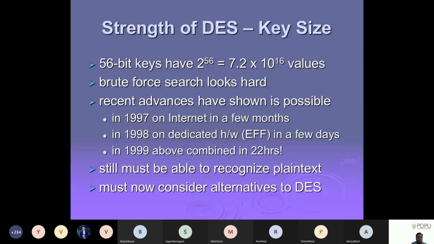Okay. So this one is a strength. As I told you, we have 56 bits that we are going to use for DES. So if someone wants to do a brute force attack, of course, they require this many values.